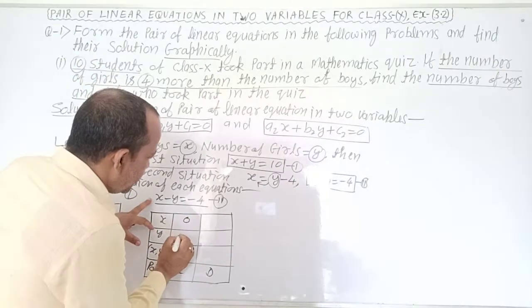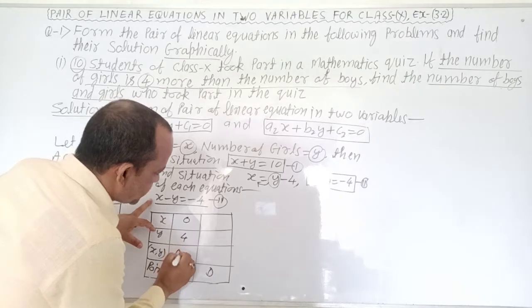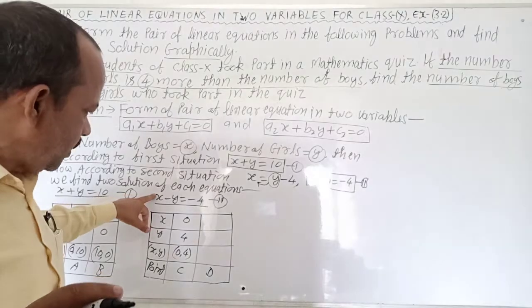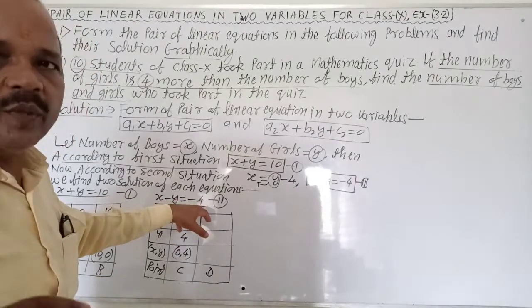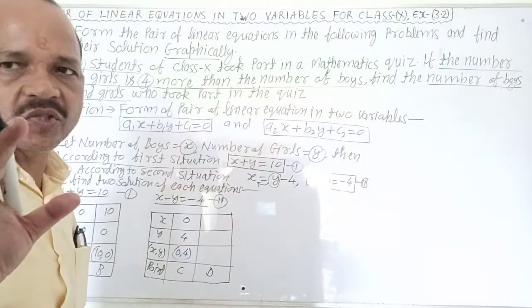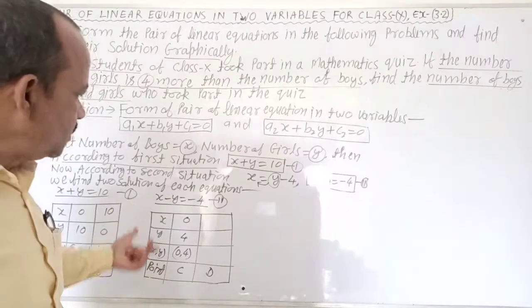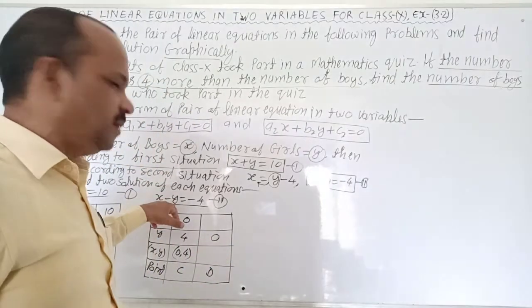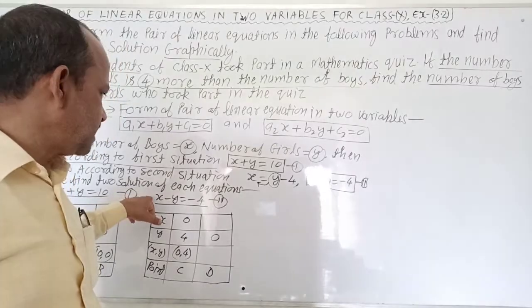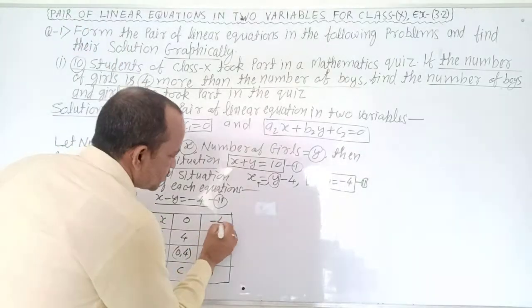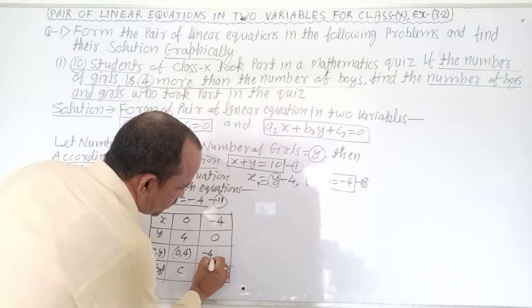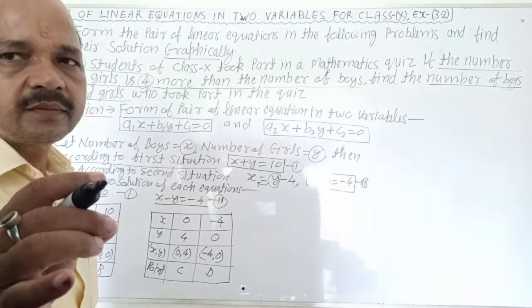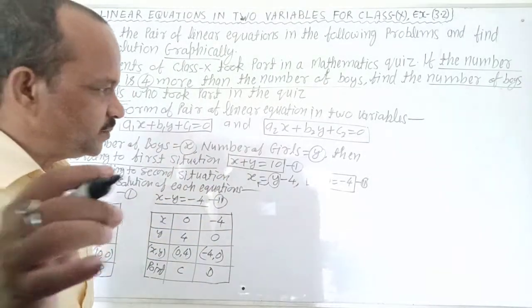Here you put the value of x as 0, then the value of y is 4. Your coordinate is 0 and 4. It becomes -4 equal to -4, which means it satisfies this equation. Now you put the value of y as 0. It becomes 0, and here the value of x is -4. Your coordinate is -4 and 0. Clear? You plot these points.